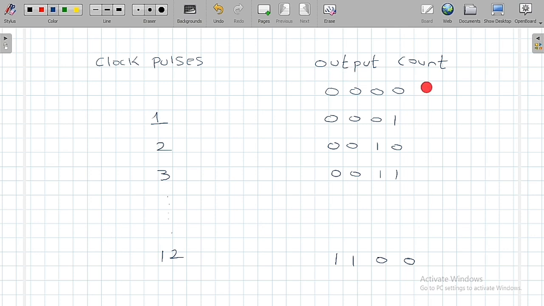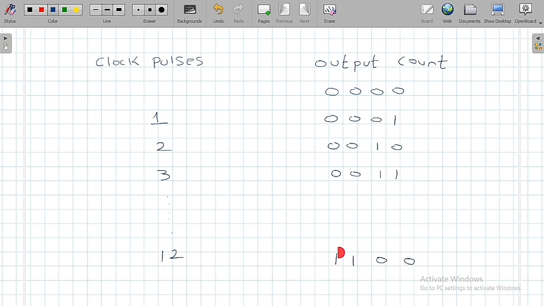Initially I am going to take only 4 flip-flops for easy purposes. So this is the clock pulses and this is the output count. Initially I assume all outputs are 0. Suppose after the first clock pulse the count is 0001, because it is an up counter. After the second clock pulse it gives you 0010. Similarly after the third clock pulse you get 0011. If you go up to the 12th clock pulse you get 1100. So this is the binary format of the decimal number 12.